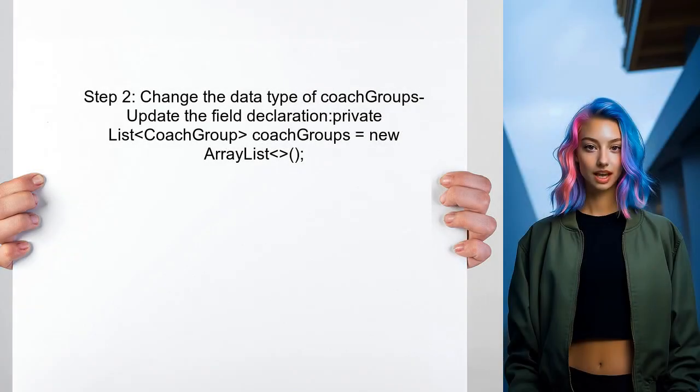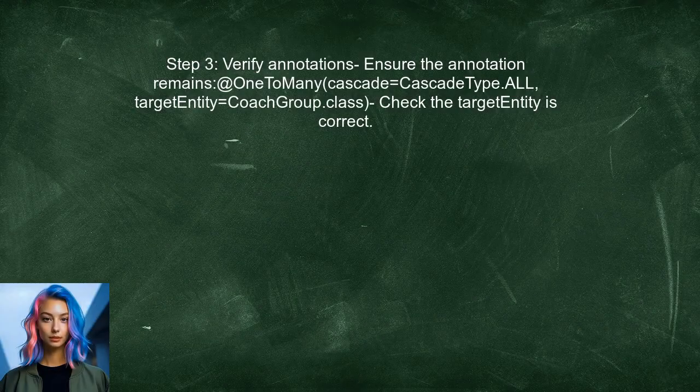Next, the user should change the data type of the coach groups field to a List or Set. This is important because Hibernate expects a collection type that it can manage properly. After updating the data type, the user should also ensure that the appropriate annotations are used. The OneToMany annotation should remain, but the user should verify that the target entity is correctly specified.